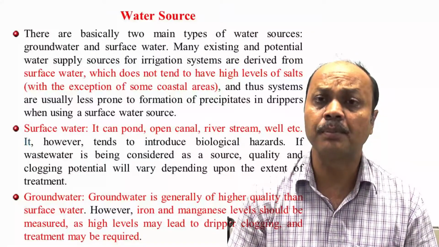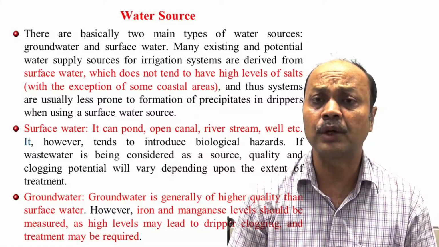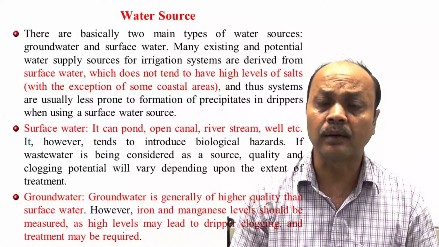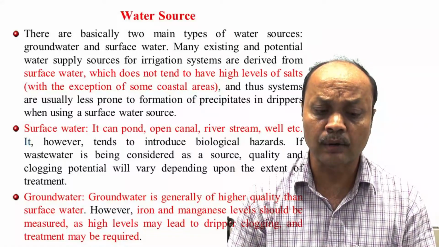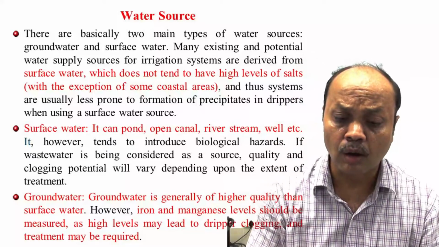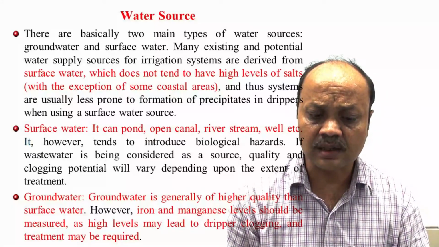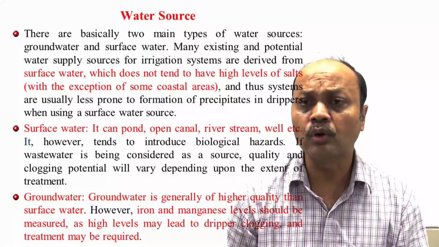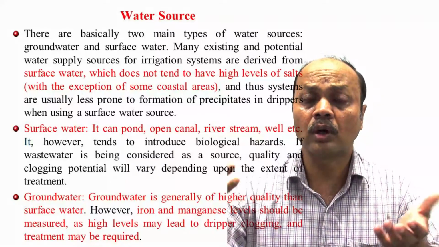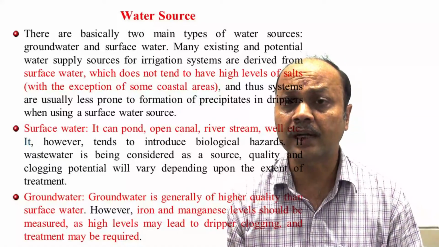As I told, normally there are two types of water source: surface water or groundwater. For surface water in Jharkhand, farmers normally use river, stream, or pond; open canal is not very common in Jharkhand. Normally they use rainwater available in the pond, or well sometimes. But you have to avoid groundwater, because with time the groundwater is going very low. Even throughout India, you are not getting water for drinking.